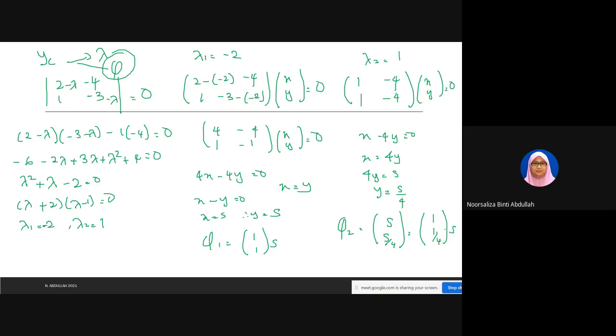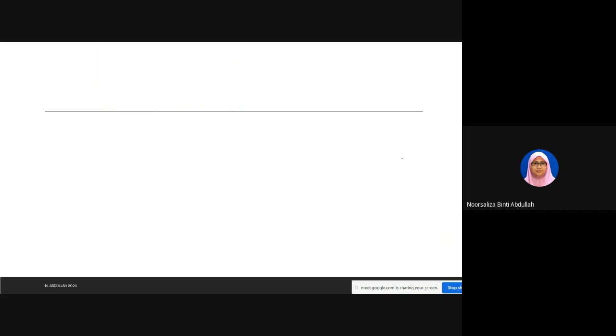Faham eh? Okay, now you already have phi 1 and phi 2. Now we have to check whether these eigenvectors are linearly independent or not. So to check, eigenvalue 1 is 1, eigenvalue 2 is 1 over 4. Then you check this times this, you'll get 1 over 4, minus this times this, minus 1. Then you have minus 3 over 4. Is minus 3 over 4 equal to 0 or not? No, right? Because it has value minus 3 over 4. Then these are linearly independent.